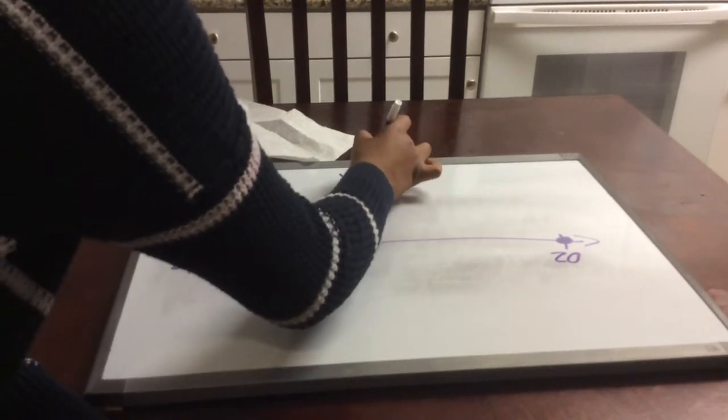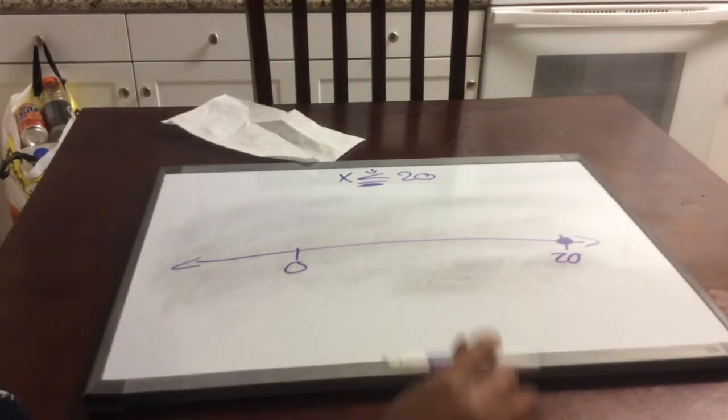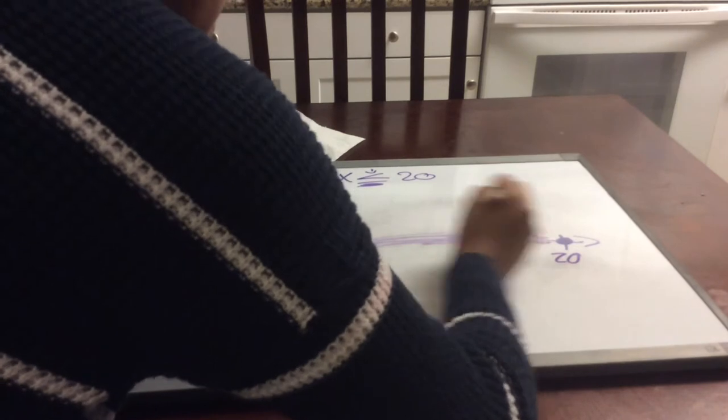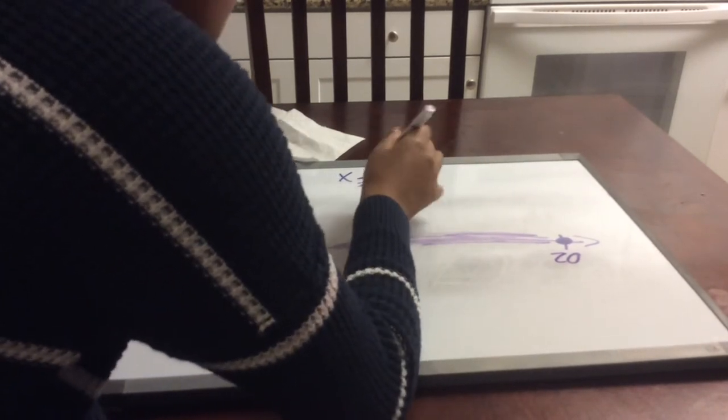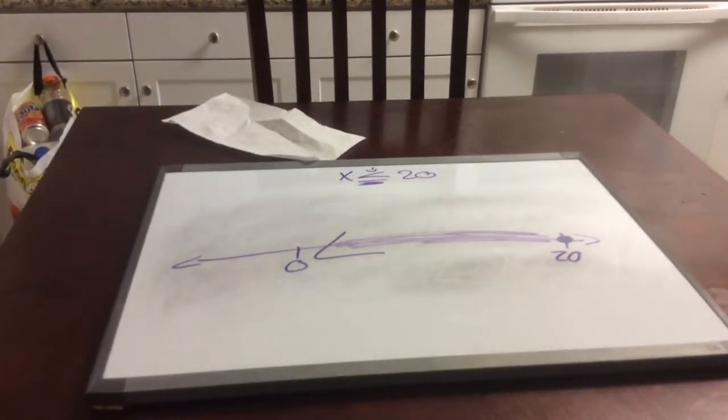So this is less than. Less than always goes to the left and more always goes to the right. So we are going to shade this way because x is either going to be equal to or less than 20. So we put an arrow here, and that is how you graph it on a number line.